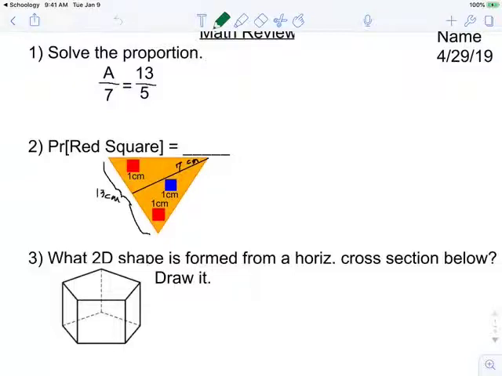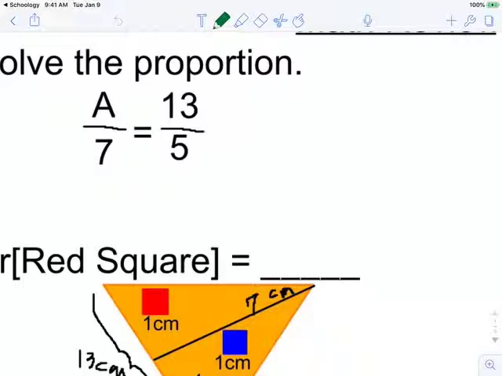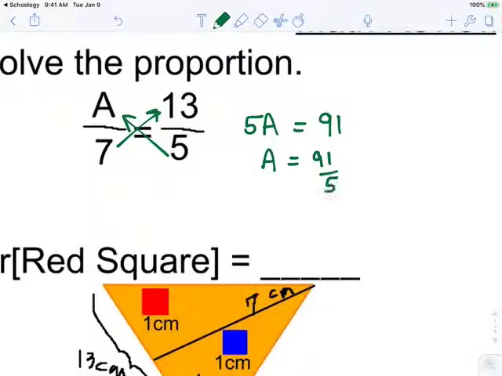Okay, well, let's start. Solve the proportion. Remember how to solve these? What do you do? Cross multiply. Heard it from a couple people. Cross multiply. 5a equals, let's see, 7 times 91. 91, nice job. Divide by 5. A equals 91 over 5. And if we do that in a decimal, you got 18.2?